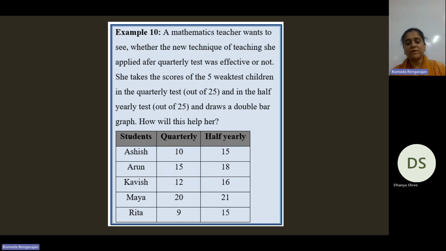A mathematics teacher wants to see whether the new technique of teaching she applied after the quarterly test.